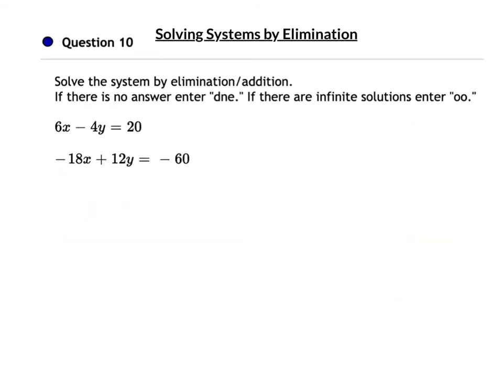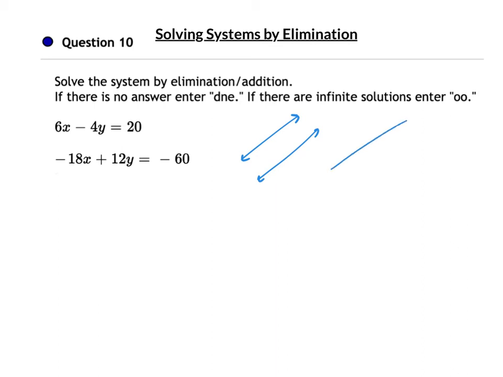A reminder, from earlier assignments, we discovered that some systems don't have solutions because there are three cases when you graph. You could graph the two lines and they could be parallel, in which case they wouldn't intersect. There wouldn't be any ordered pairs in common. That'd be no solution.